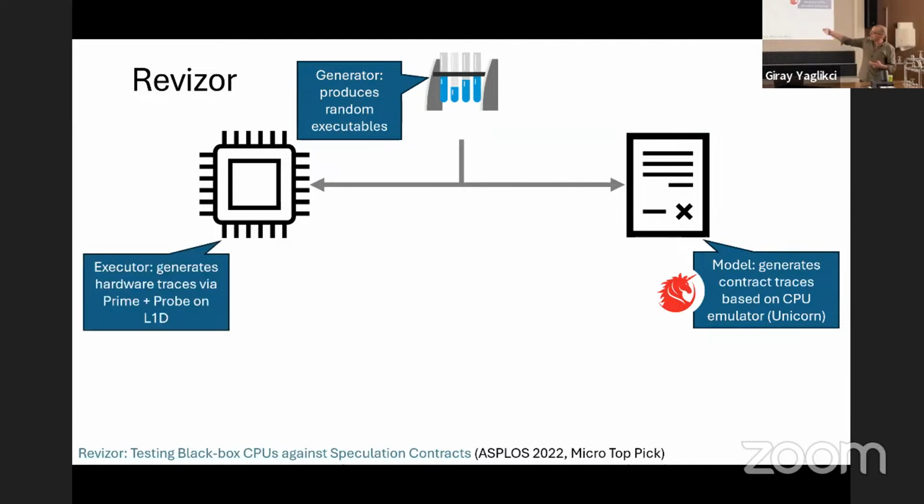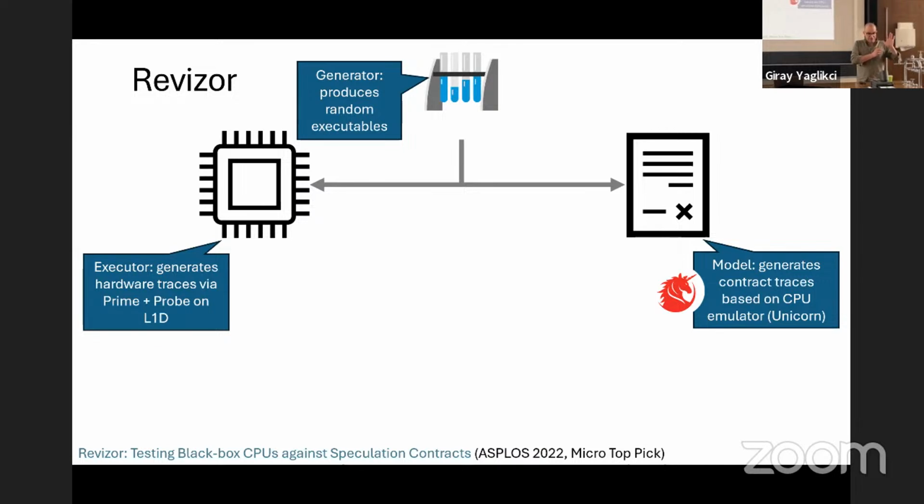And then there's the executor that simply takes the executable and runs it on a chip, x86 or ARM. We also have an ARM version. And what it does is it first cleans the microarchitectural state.